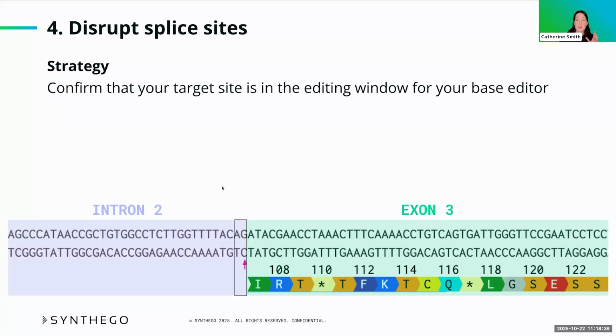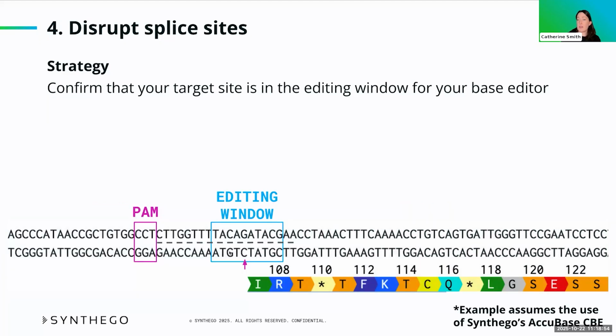Again, you'll need to confirm that your editing window falls over your intended edit site. So if we go back to the splice acceptor site we looked at a couple of slides ago, we identify this potential cytosine here on the non-coding strand as our target. We can select a guide RNA design compatible with Synthego's AccuBase CBE that places the editing window over this cytosine. Again, because we are performing our editing here on the non-coding strand, you'll notice that the guide RNA PAM sequence is presented here on the bottom strand in 3' to 5' orientation.